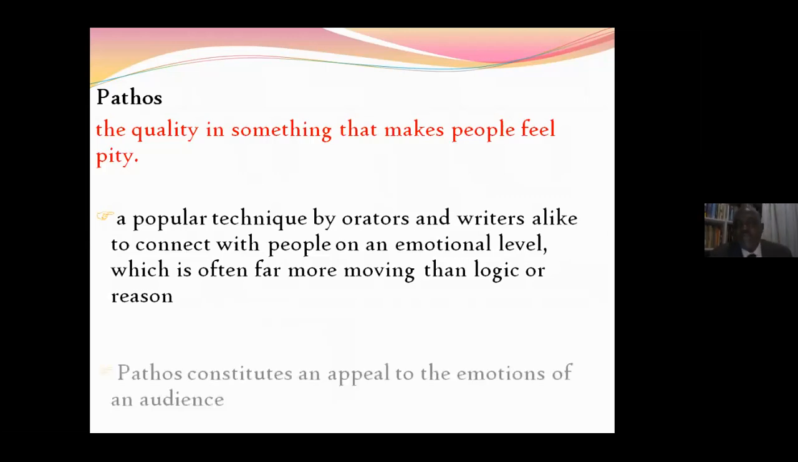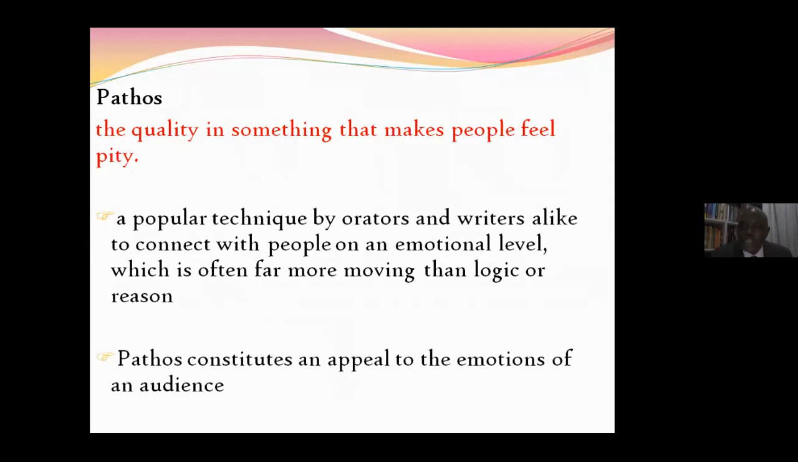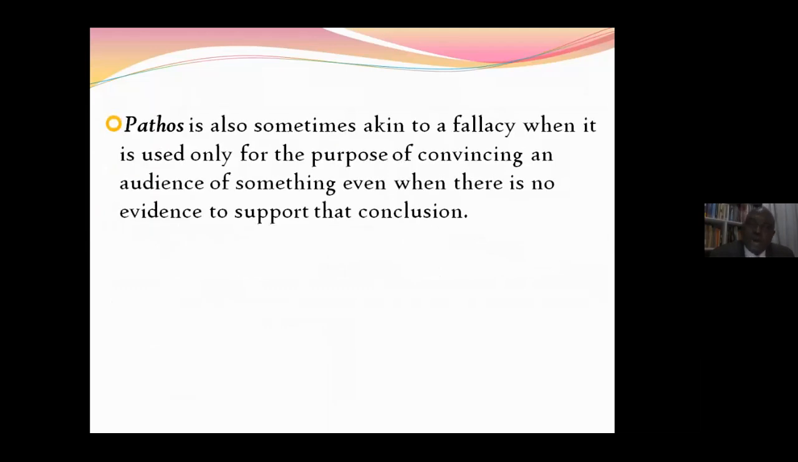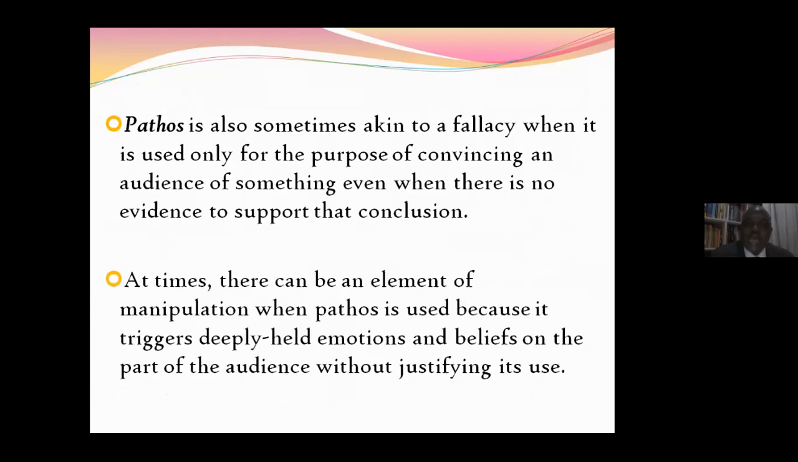So this should be a topic on its own, pathos. Let the learners come up with a number of examples of pathos so that they can use it. Pathos is also sometimes akin to a fallacy when it's used only for the purpose of convincing an audience of something, even when there is no evidence to support that conclusion. At times, there can be an element of manipulation. When you use pathos, there's an element of manipulation.